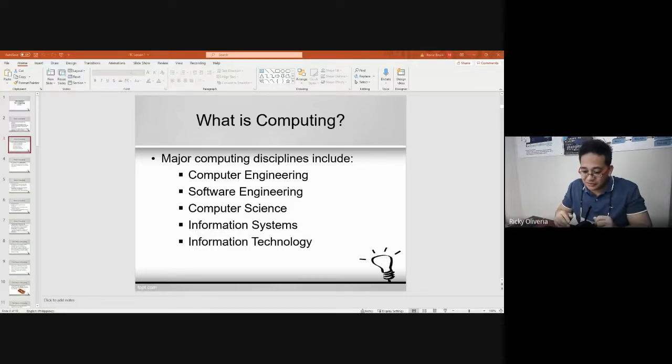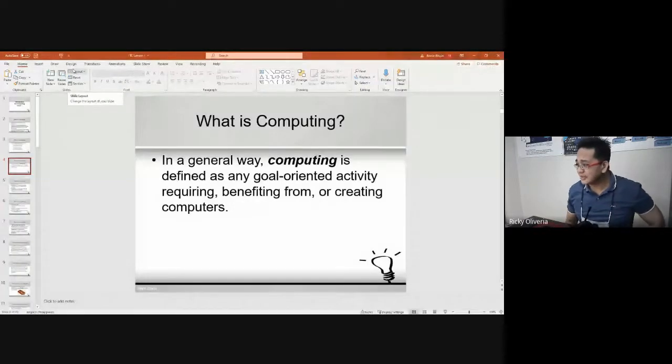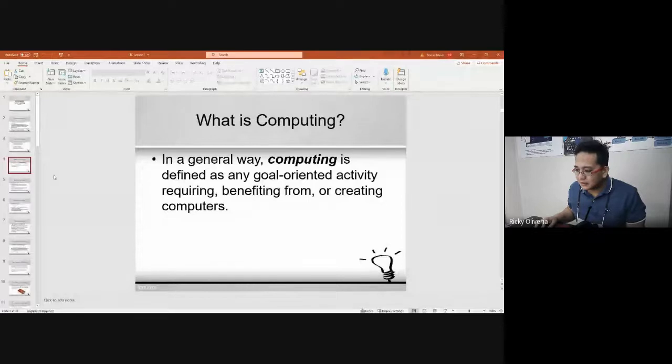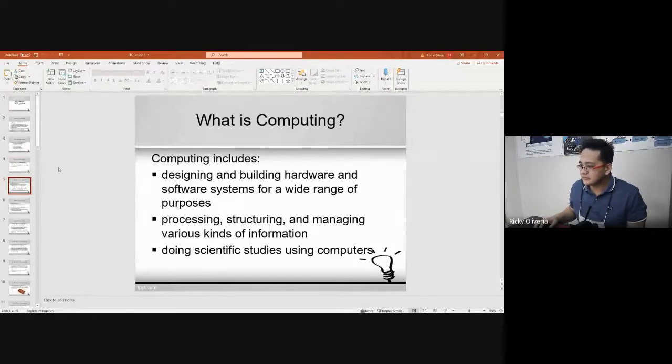Actually, magaganda ang starting salaries ng mga developers. If you're going to be a big hit in the IT industry, medyo maraming opportunities talaga. Okay? So, in general, computing is defined as any goal-oriented activity requiring, benefiting from, or creating computers. So, requiring, benefiting, and creating out of computers. Okay, so that is computing. Okay, so let's proceed.